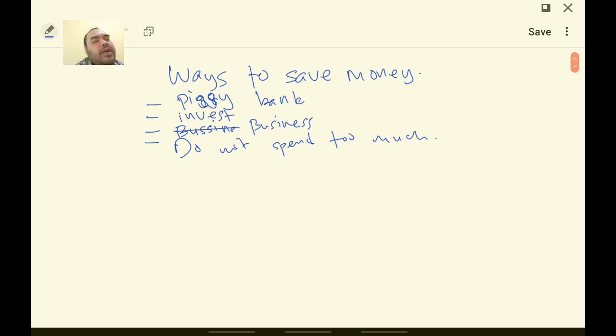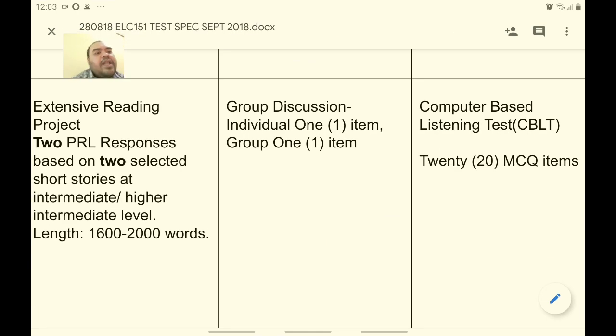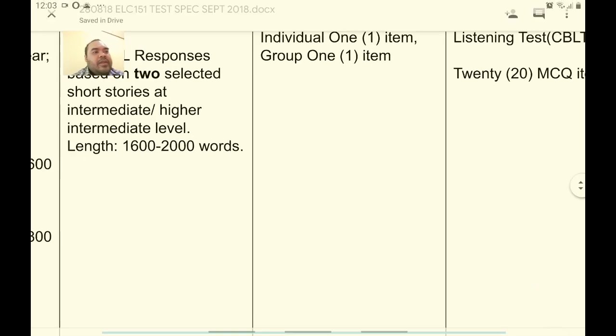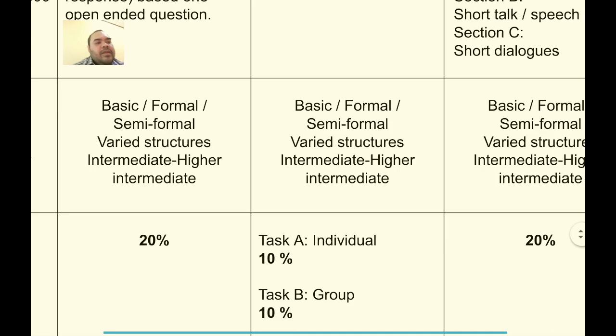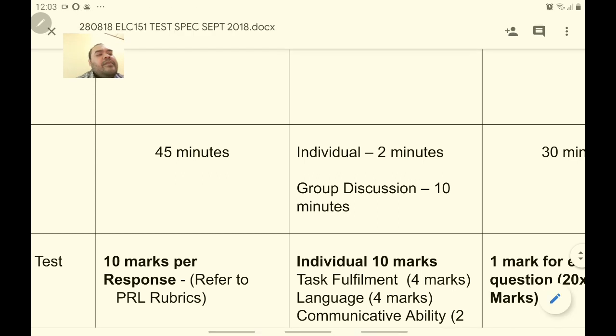So when you get your question, brainstorm for a while, and then you are going to present your ideas on this. You will be given 2 minutes to do so. All right, and then after all 4 of you have finished with your individual presentation, you are going to be doing a group discussion. For group discussion, you will be given 10 minutes.